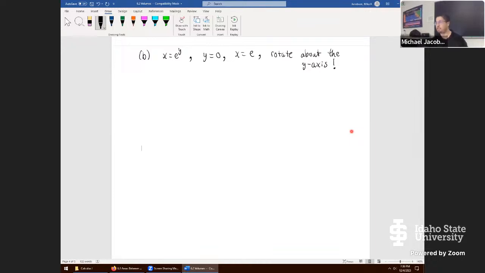So here's how we can start to visualize this. It's x equals e to the y. That's an interesting thing to plot. Well, let's go right to the diagram.